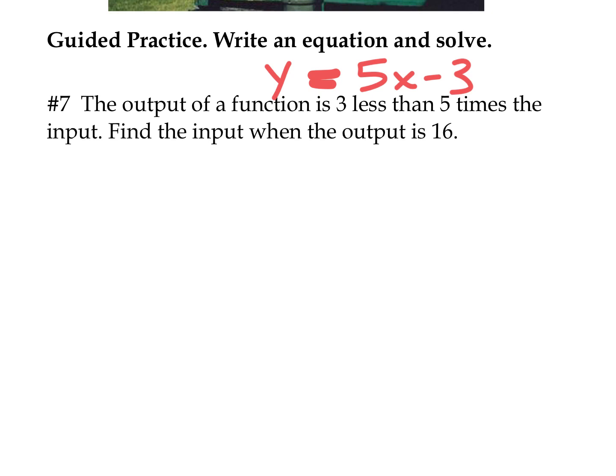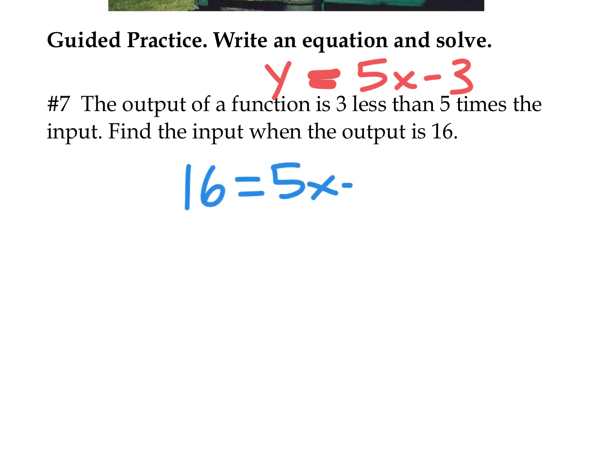So now I want to find the input when the output is 16. So if the output is 16, that means I can substitute that in for the output, for the y. So I'm going to figure out what happens when my output's 16.